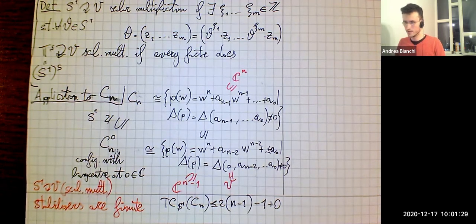Okay, and now let me tell you what the strategy of the proof of the main theorem, theorem B, is.